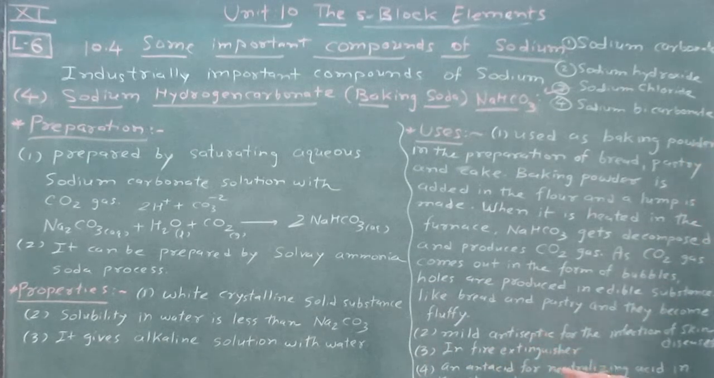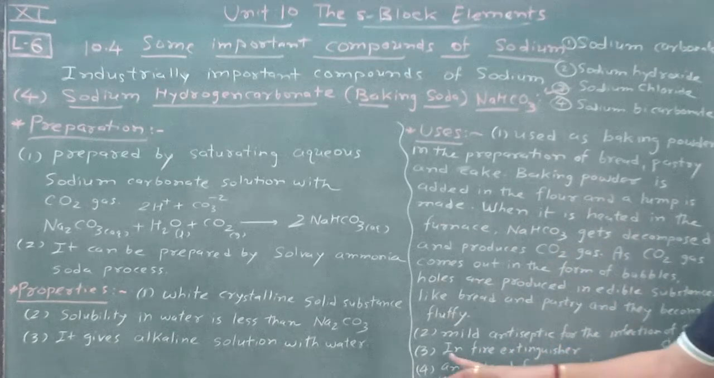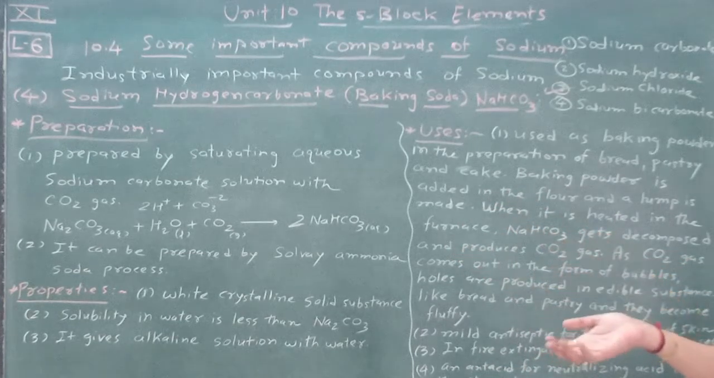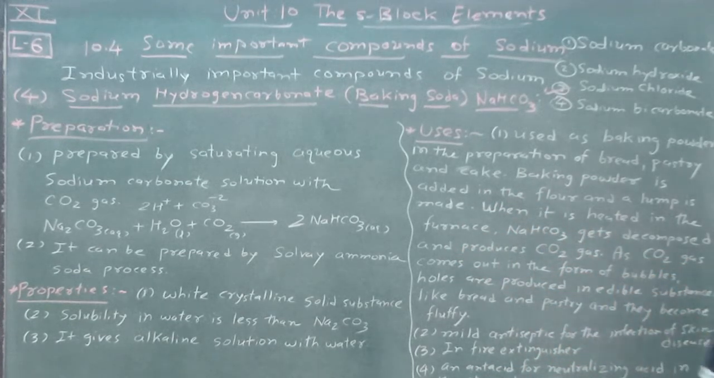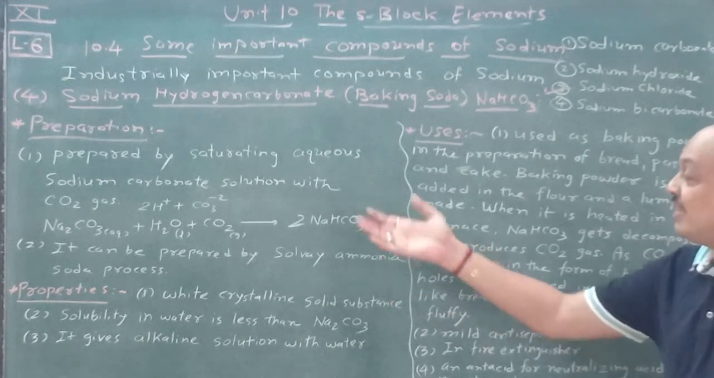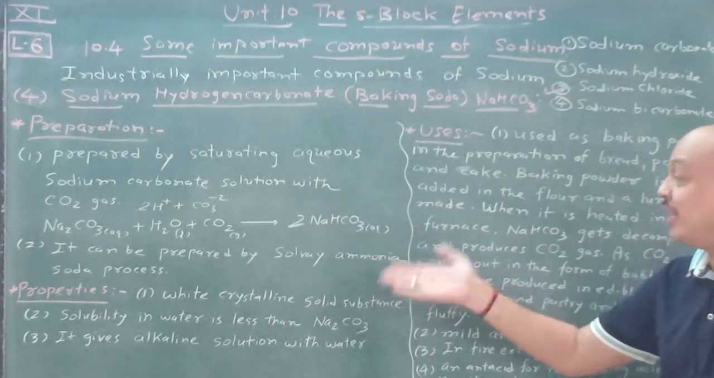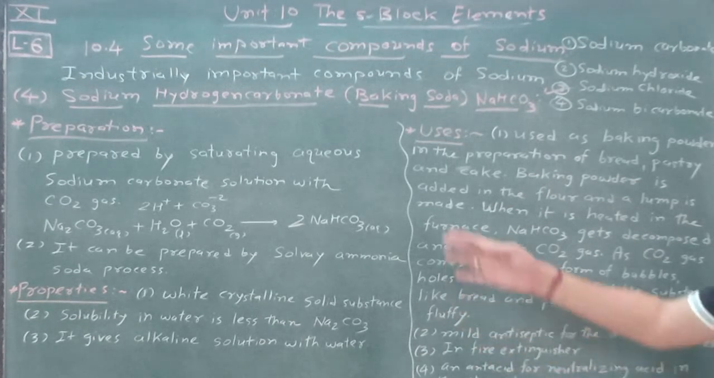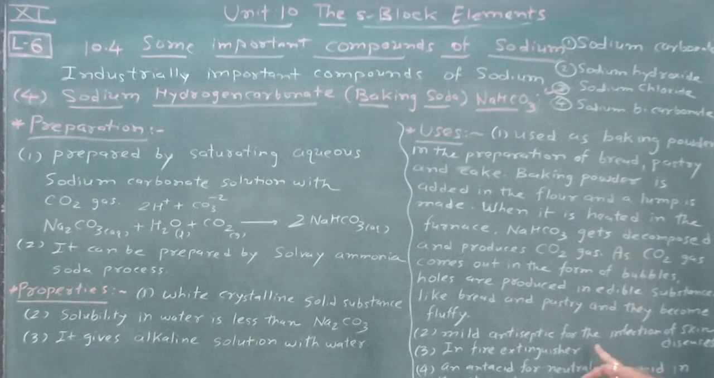Third one is very simple, because carbon dioxide gas is evolved, and this carbon dioxide is used in fire extinguishers. So in fire extinguishers it is also used. This NaHCO3 we have to add in fire extinguisher cylinders. When we open it, this carbon dioxide is evolved, and due to that the fire is put out. Fire is finished with the help of this type of fire extinguisher, you know very well.